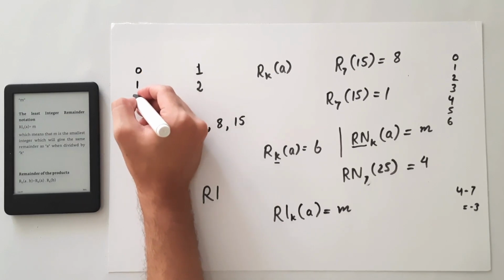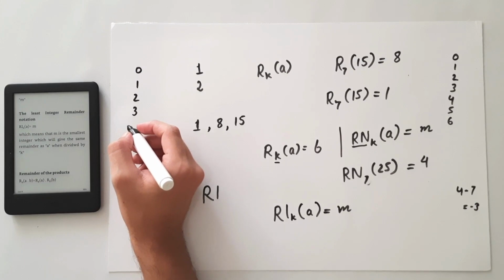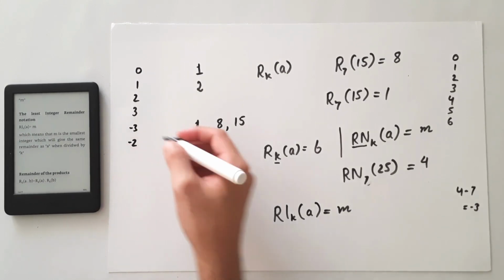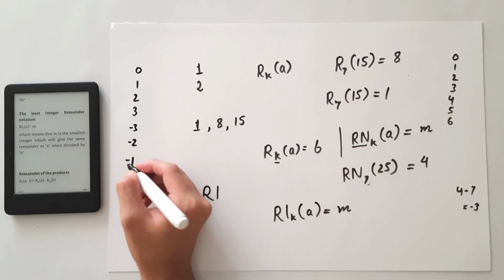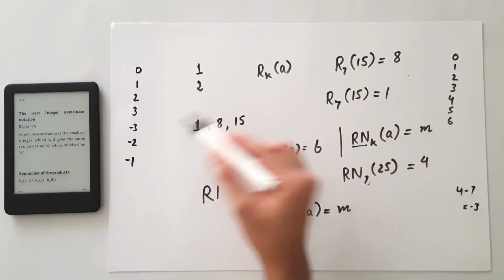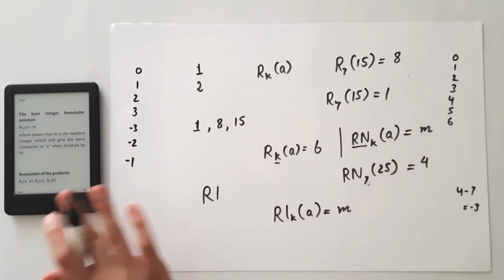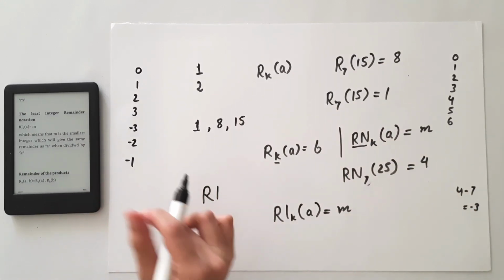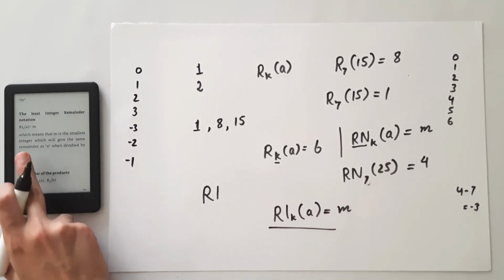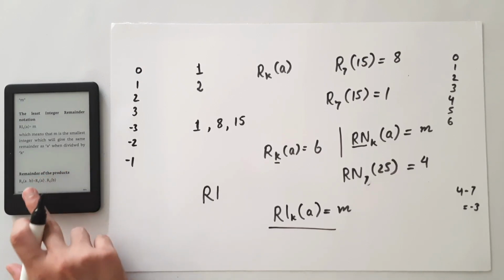But if we make that in integers, then the remainders which we are going to get are 0, 1, 2, 3. Instead of 4, we will get 4 minus 7, which is minus 3. Then for 5, we will be writing minus 2. And for 6, we will be writing minus 1, because the remainder which minus 1 will give when divided by 7, the same remainder 6 will give. The remainder which minus 2 will give, the same remainder 5 will give. So this is the least integer remainder notation, Rik of A. It means that M is the smallest integer which will give the same remainder as A when divided by K.